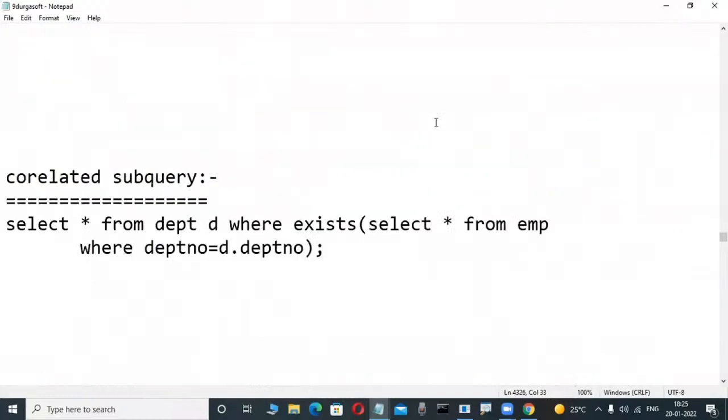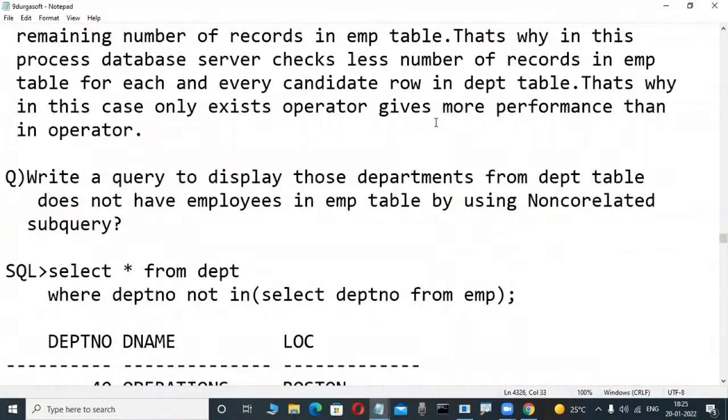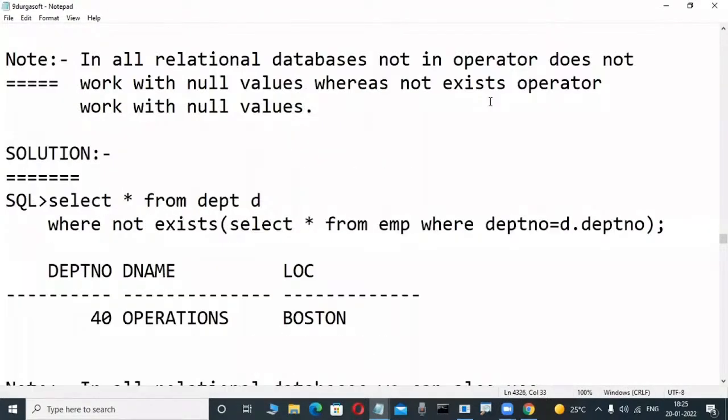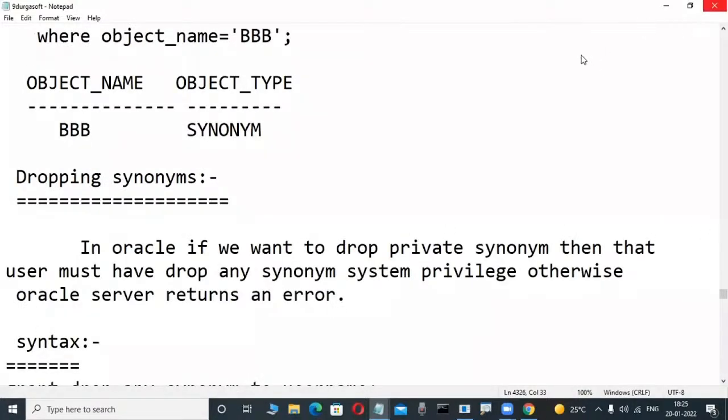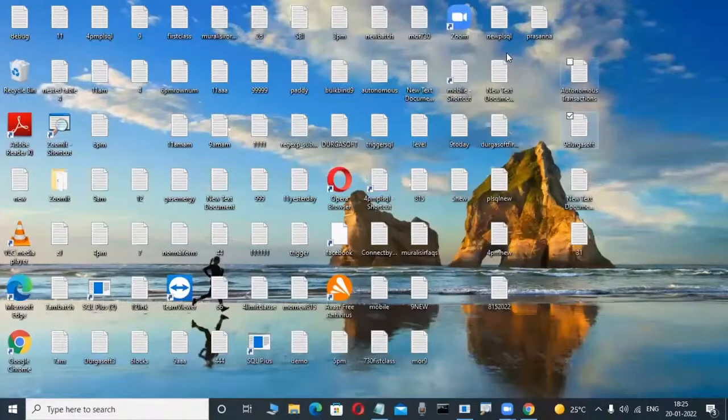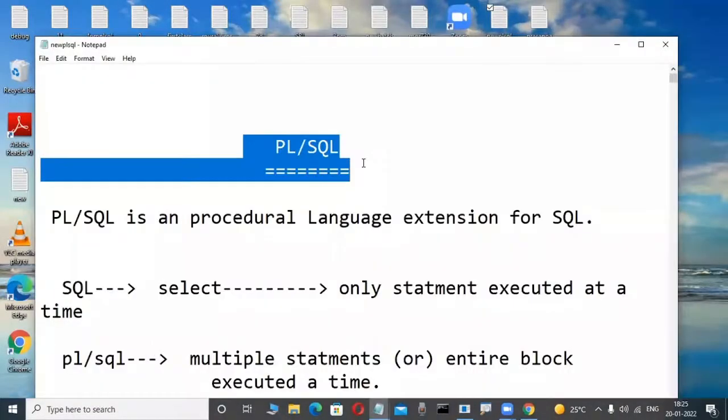Some queries are there, and these are all the things we are familiar with. Don't worry. Then database objects, so many things are there. We are learning these big concepts. Again, PL/SQL means some little bit of coding is there. Don't be afraid. This is PL/SQL.